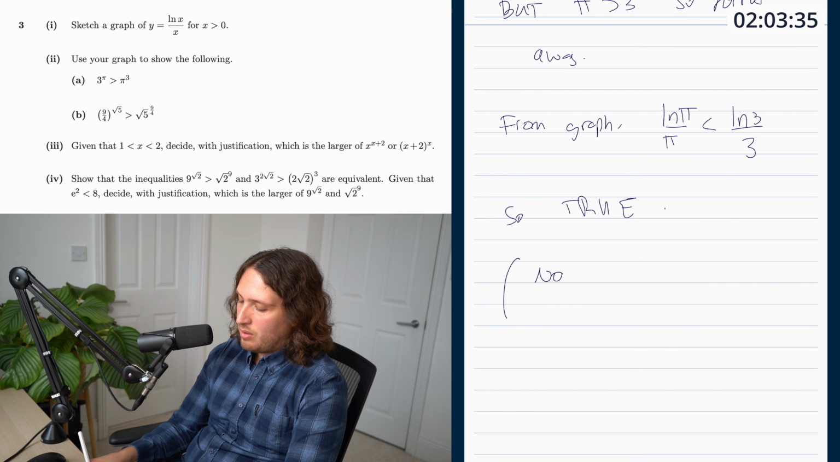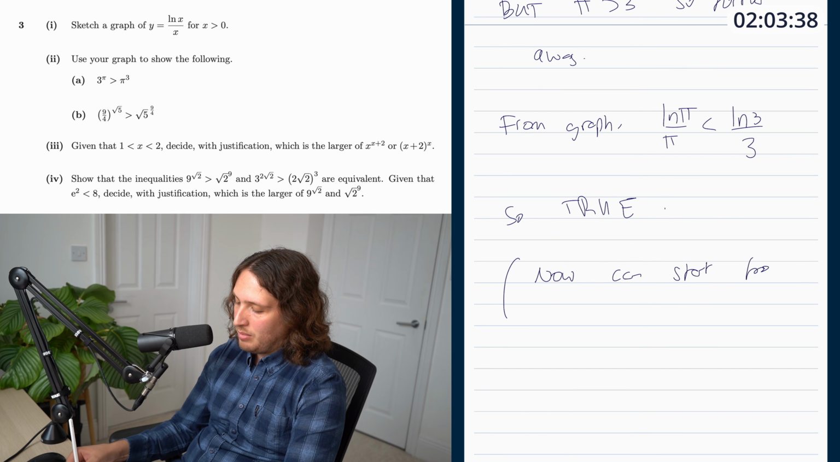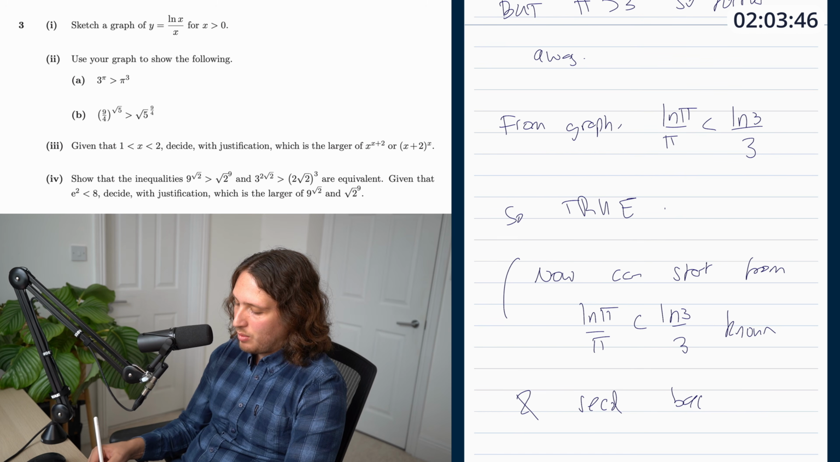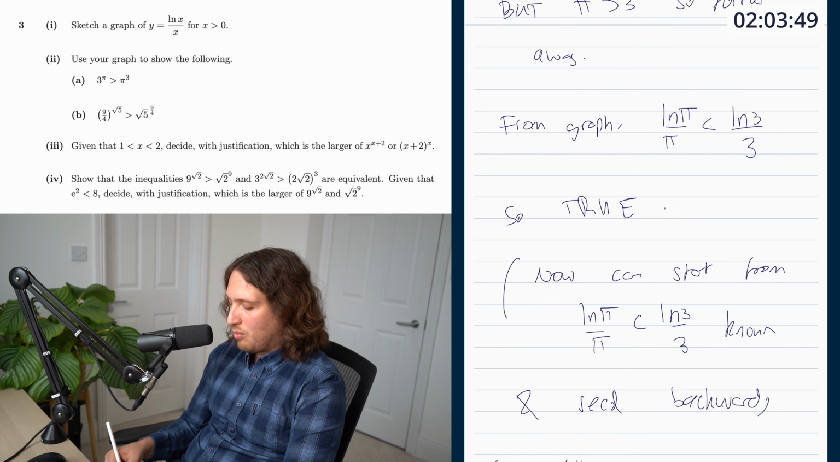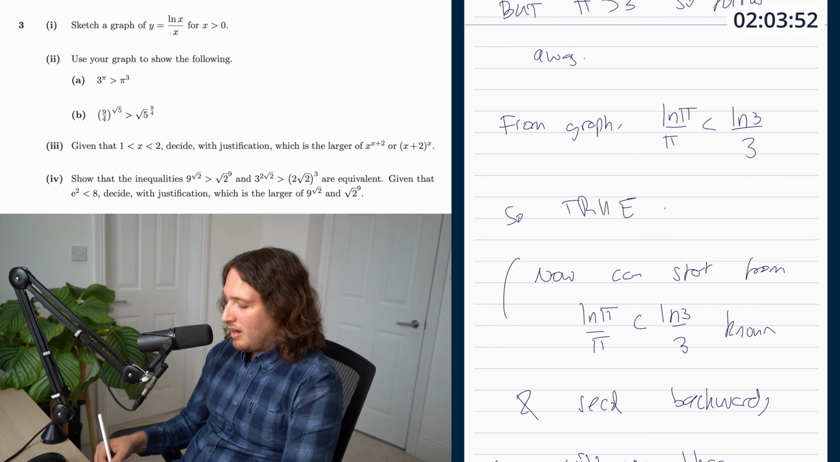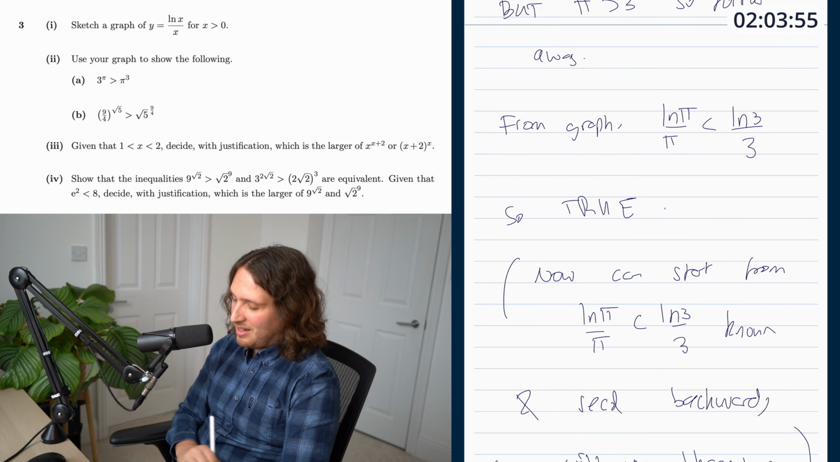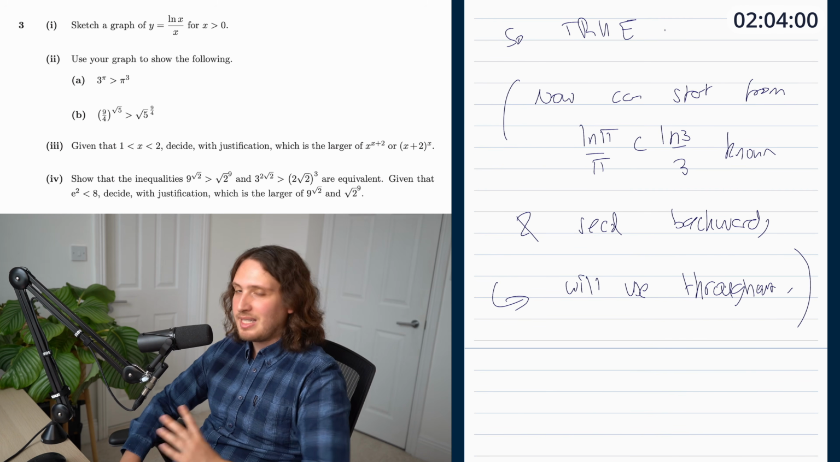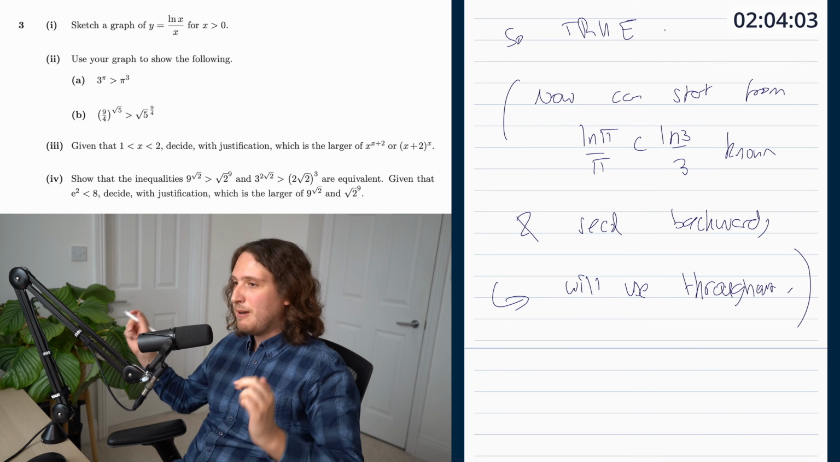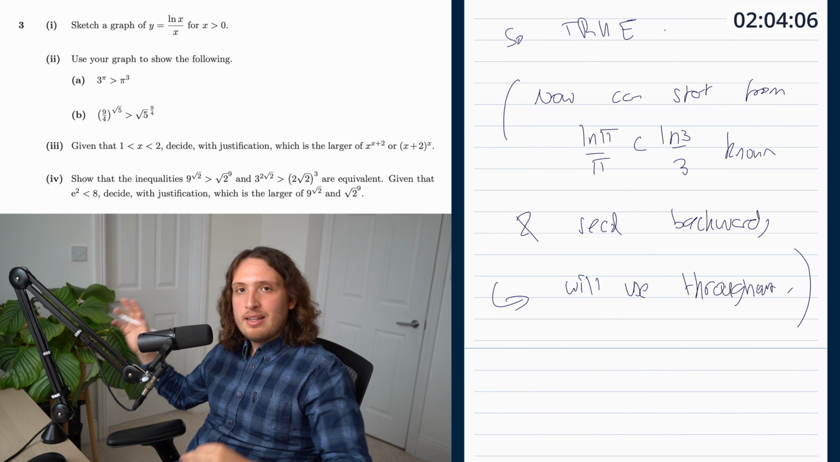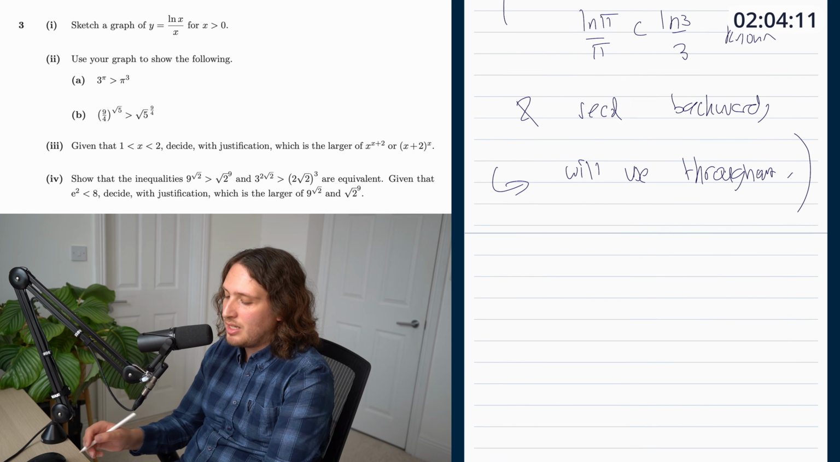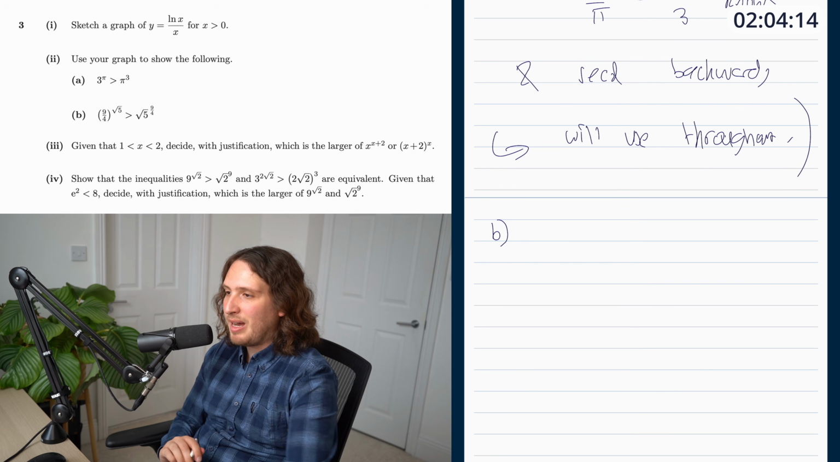So now we can start from ln pi over pi less than ln 3 over 3, known, and read backwards. And I'll just say this will be used throughout, because I know that sixth formers are very bad at understanding and communicating the directionality of logic. So I know the marker is going to be strictly trying to see if I'm spuriously reasoning backwards. I've explained it very clearly here, and then I'm not going to write this every time because I've explained why these manipulations are legitimate. Okay, what about part B?